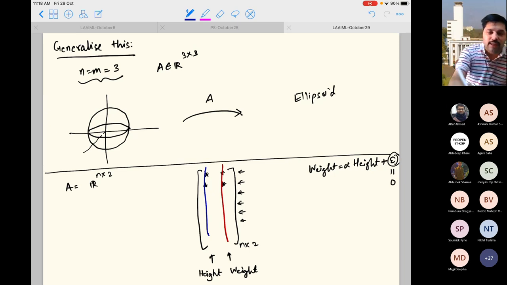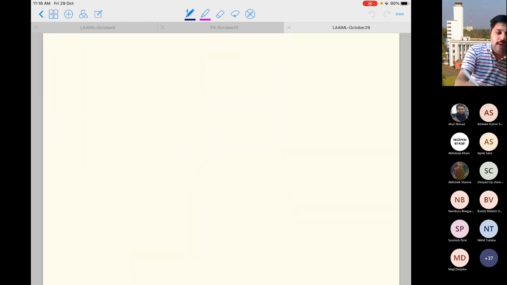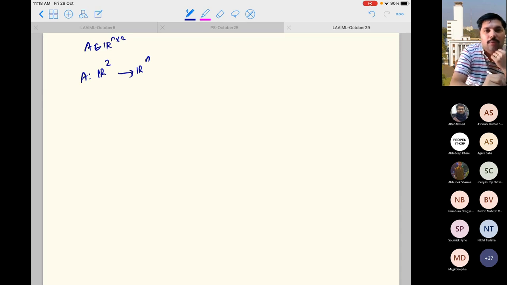If the rank of this matrix is equal to 1, what is going to happen geometrically? A is a matrix of size n by 2, correct? So can you tell me from where to where this linear map is acting? A is a linear transformation from R2 to Rn, correct?